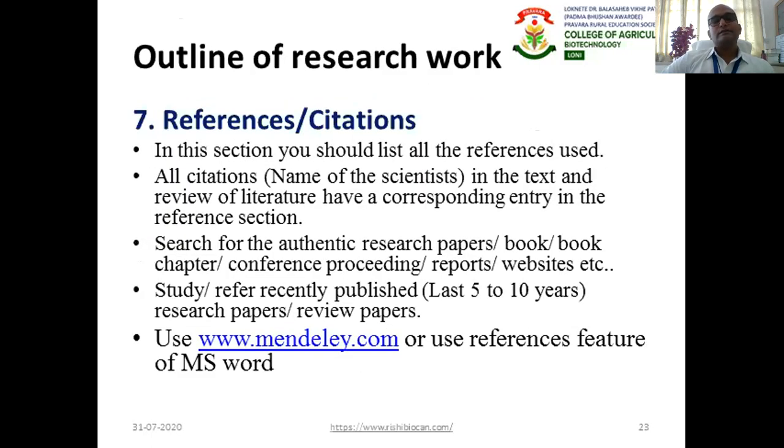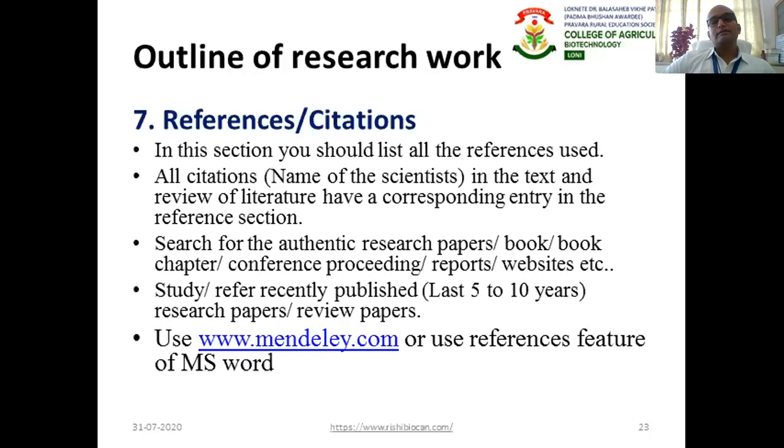Then this is the last point in the outline of research work, that is the 7th point, references and citations. References and citations come at the end of your outline of research work. In this section, you should list all the references used, or all the research papers which you have used for writing the review of literature or material and methods. So you should have a list of all references.